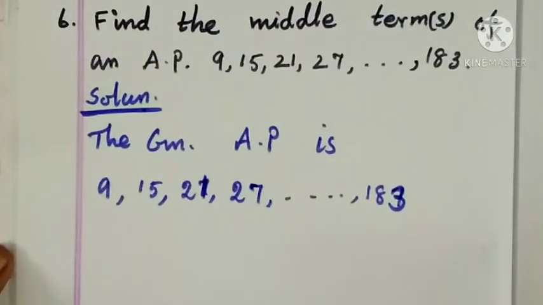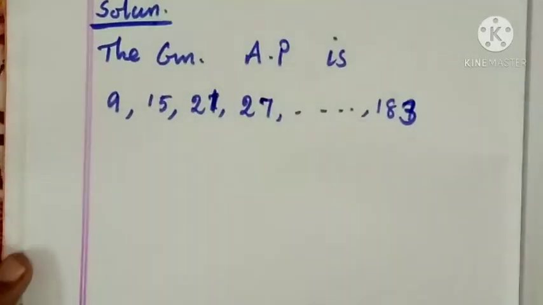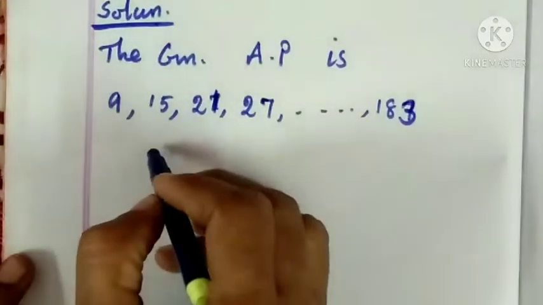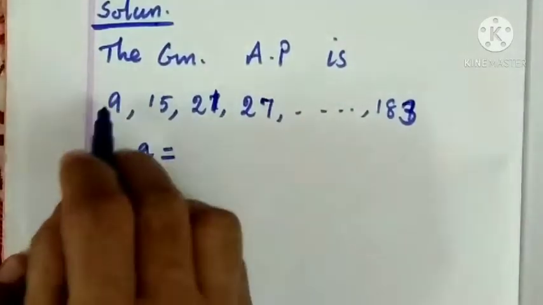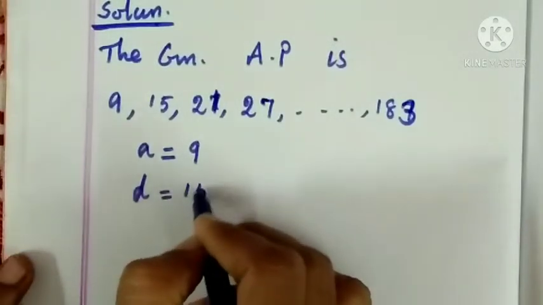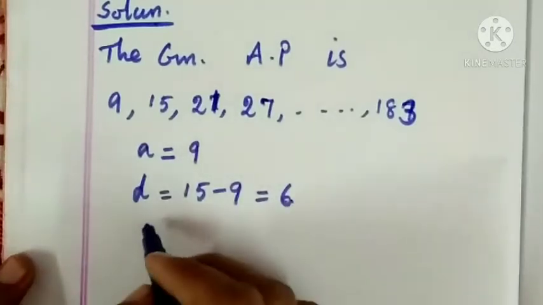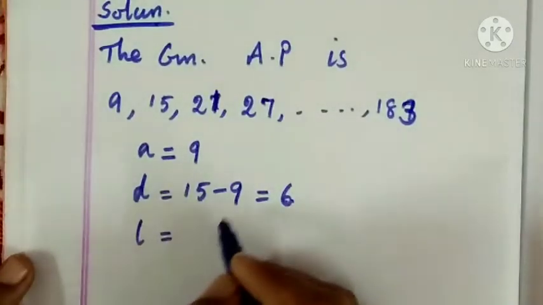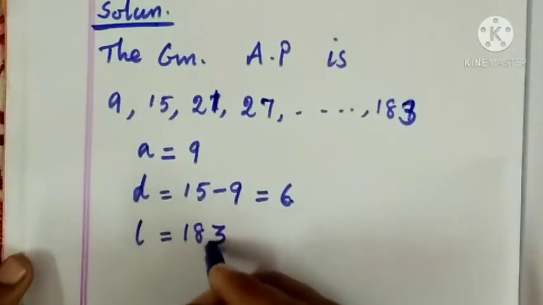Then which formula do you have to use? Yes, n is equal to (L minus A) divided by D, plus 1. So first you have to write down A, D and L. A is the first term, so 9. D is the common difference, that is 15 minus 9, which is equal to 6. Then L is the last term of the given sequence, that is 183.